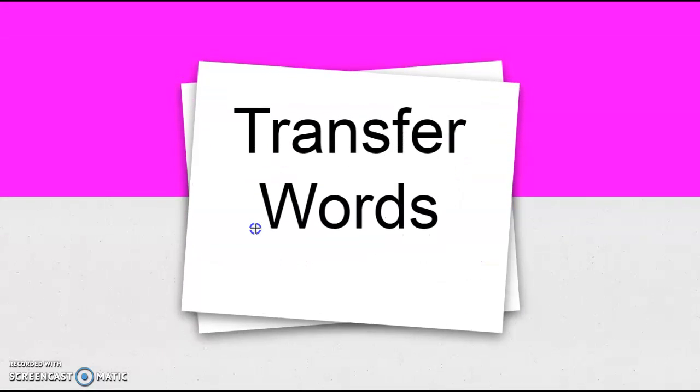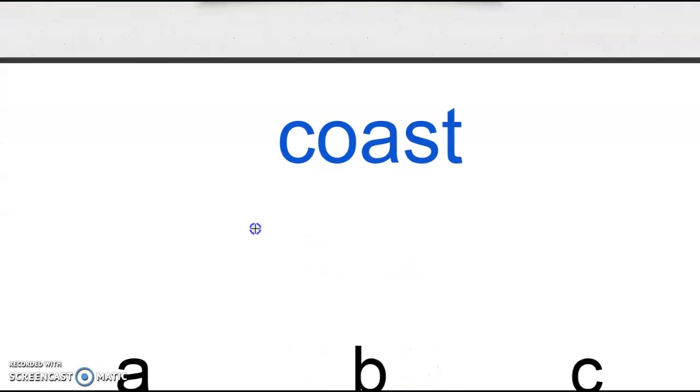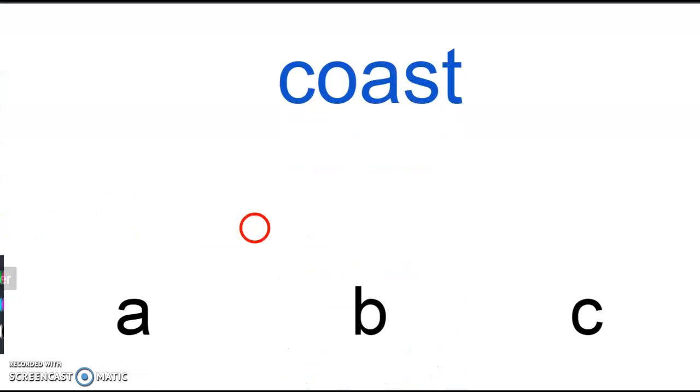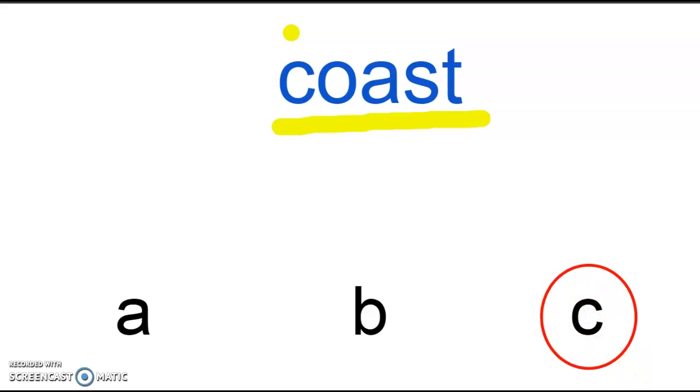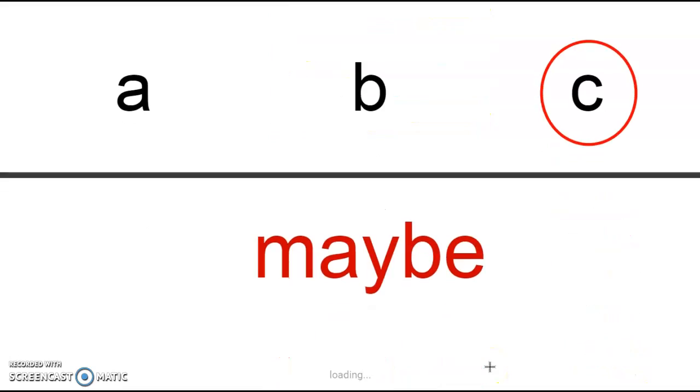Our next section is transfer words. Now, I want you to find the letter that our word above begins with. Our word is coast. Coast. What letter is at the beginning of the word coast? Again, you may point or say the letter out loud. If you chose the letter C, you are correct. Great job.